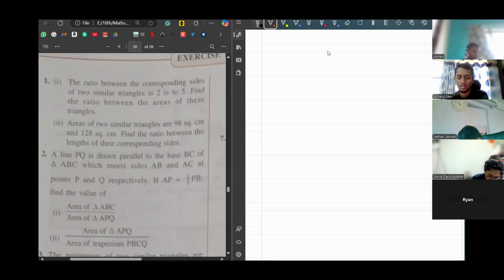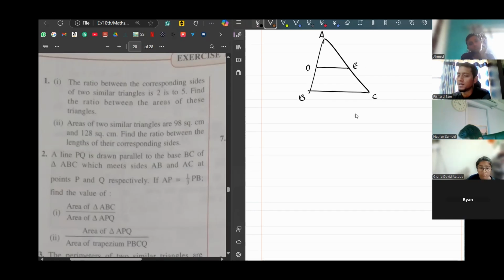Now, suppose I draw a line parallel to one of the sides. Say you have a triangle ABC. And now I drew a line parallel to BC called DE. Now we have two triangles over here. What are the two triangles? ADE and ABC. Triangle ADE and triangle ABC.